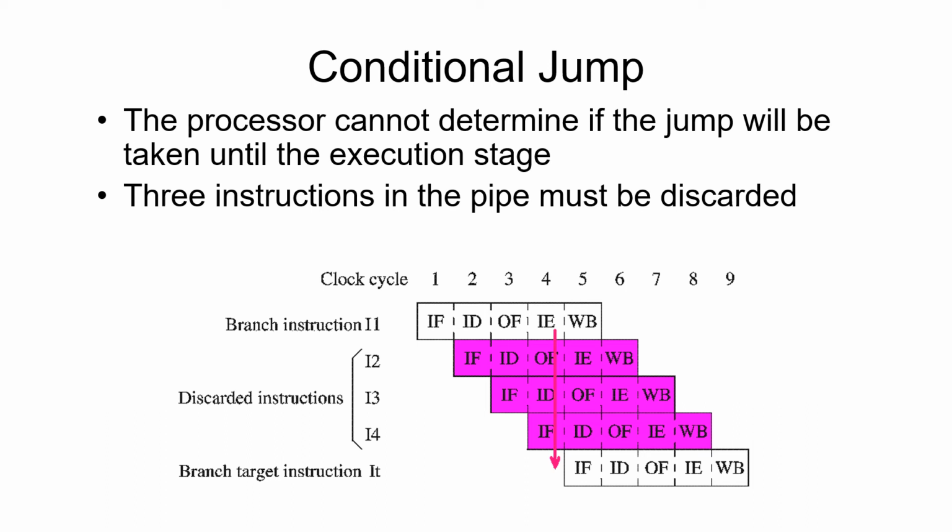So instead of executing an instruction every cycle, now we execute one at time 1 and another valid instruction at time 5, skipping 2, 3, and 4.